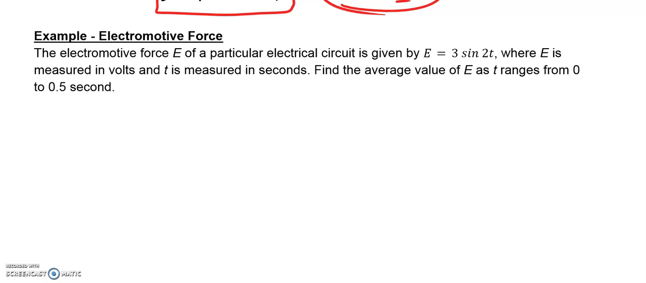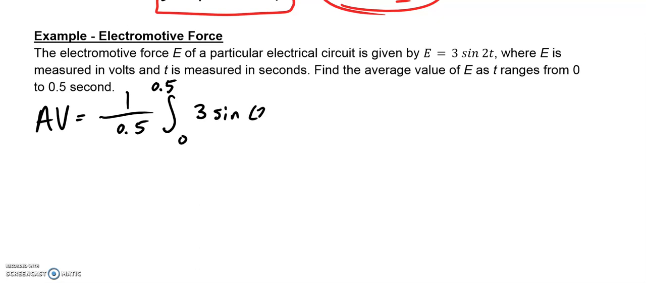So remember, the average value is 1 over b minus a times the integral. So when we're looking for the average value, it's going to be 1 over 0.5 minus 0, which is 0.5, times the integral from 0 to 1/2, or 0.5, and our circuit is given by the function of 3 sine of 2t dt. It's with respect to time. All right, so pause the video, try this one on your own, see how you do, and then come back.